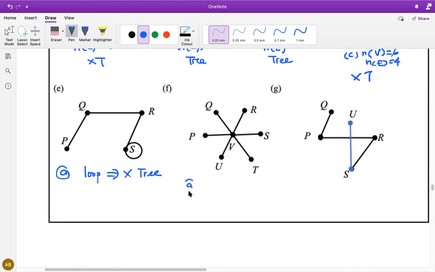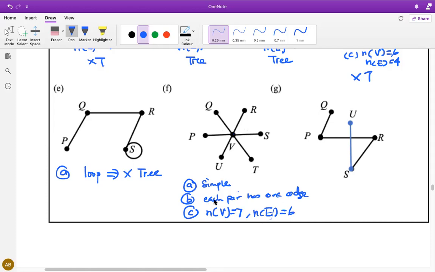Right, F. A is a simple graph. B, each pair has one edge. Okay, correct. V is connected to all the vertices except itself. Okay. C, all right, let's check the vertices. 1, 2, 3, 4, 5, 6, 7. Number of edges. Okay, number of edges 1, 2, 3, 4, 5, 6. So it fulfills C also.